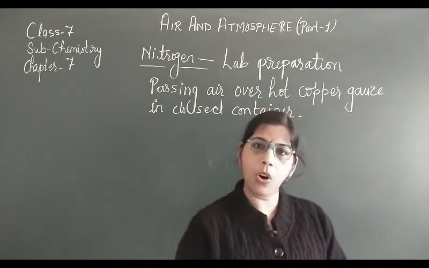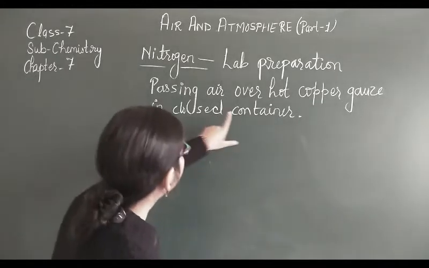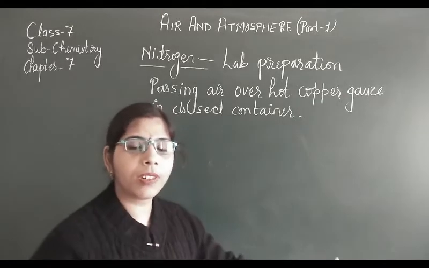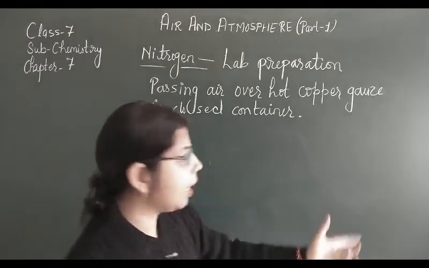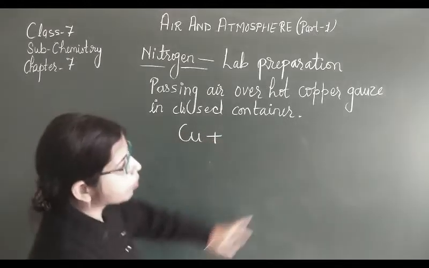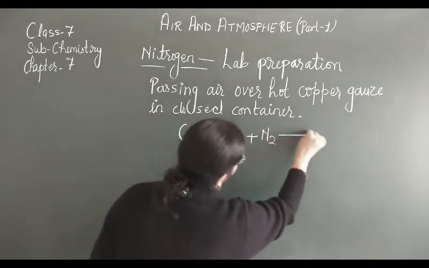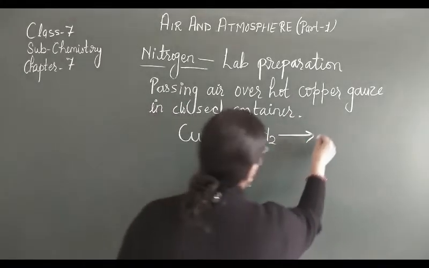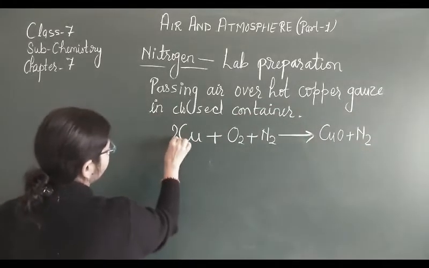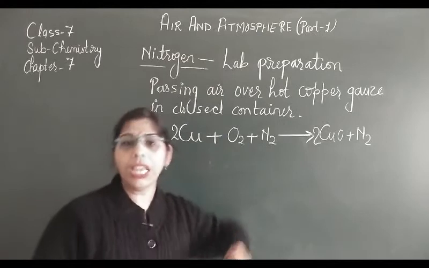Okay, and what happens here? The copper combines with the oxygen in the air to form copper oxide, and nitrogen is left. Let us write the equation. Copper reacts with the atmospheric oxygen, where nitrogen is also present, and forms copper oxide, CuO, leaving behind the nitrogen. So this type of reaction takes place in the preparation of nitrogen.